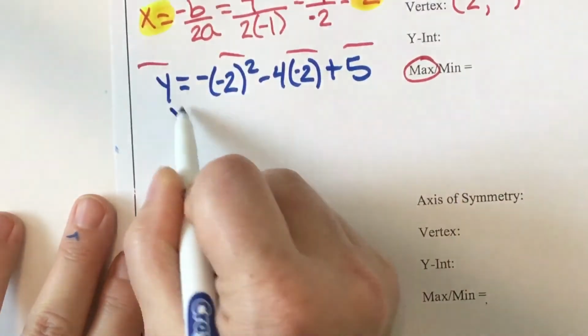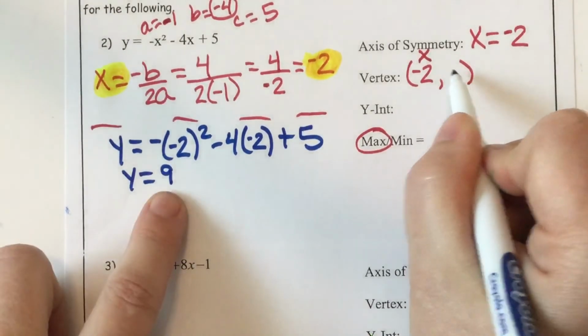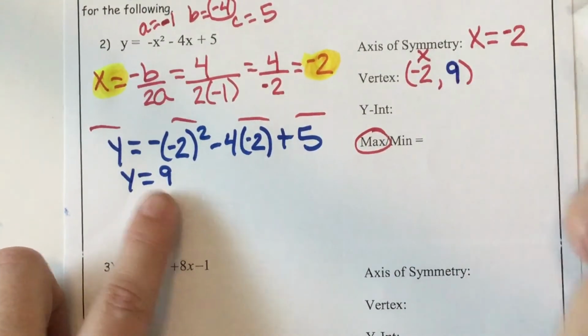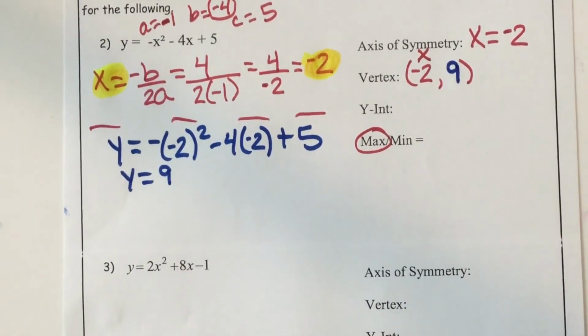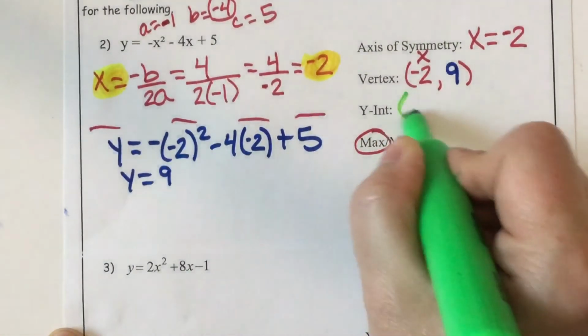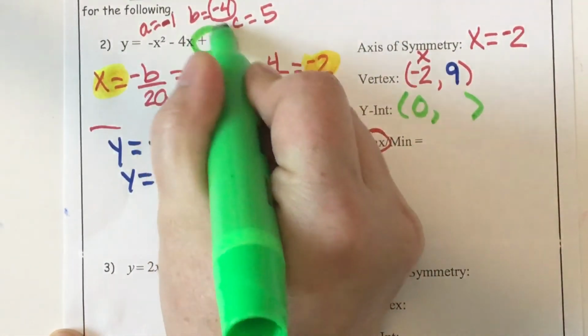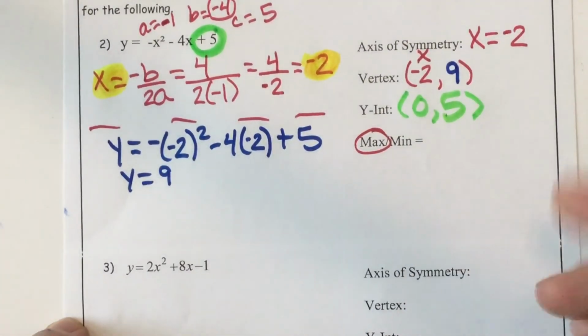Okay, so that is going to be my y value. So I'm going to come over here to where the y goes, and I'm going to put the 9 I found. All right, as long as an equation is in standard form, no parentheses, highest exponent to lowest, the y-intercept is always 0, comma, the c. And the c is that 5 right there.